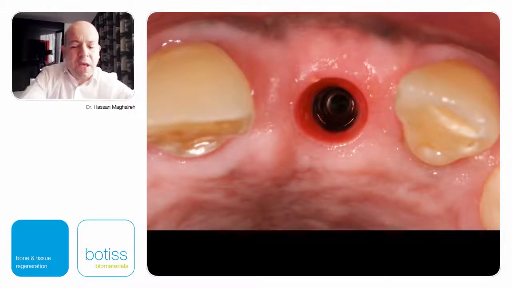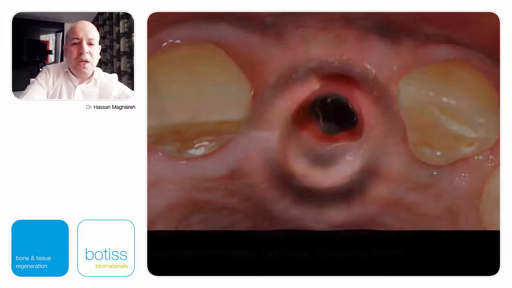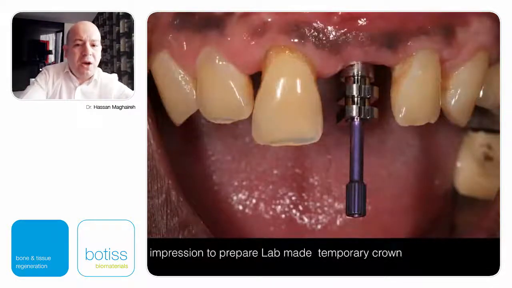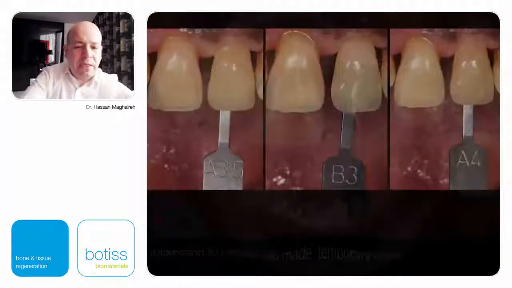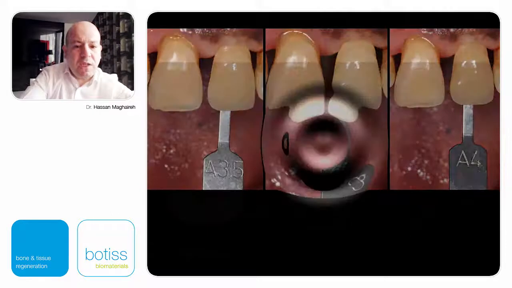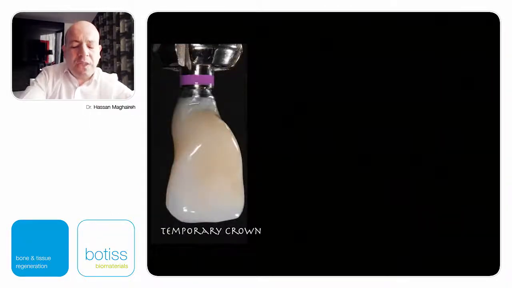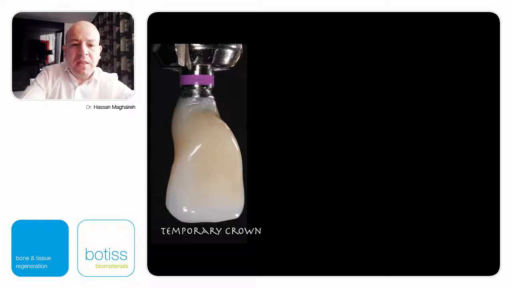And as you could see, because we use a narrow healing abutment, we've got a huge amount of keratinized mucosa. And now it's time to move on to the prosthetic soft tissue management. You could do this by building a temporary crown. You could either go for a chairside temporary crown, or in some challenging cases like this one, we decided to go for a lab-made temporary crown. So we took an impression, we took the shade, and we managed to get a temporary crown made in the lab. The idea, as we will talk about later on, is for the temporary crown to be soft tissue friendly.